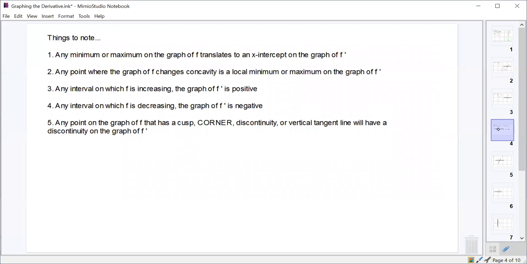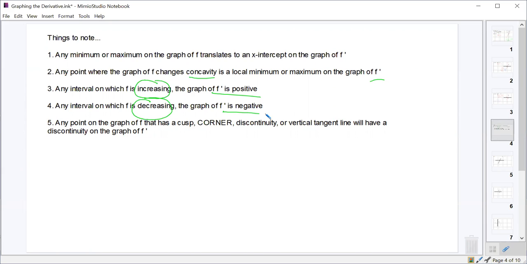So here's what we've noted. Our minimums or maximums on our graphs of f are x-intercepts on the graphs of f prime. We noted that any place where our original function changes concavity, we had a local minimum or maximum on the graph of our derivative. And we noted that anywhere where our function is increasing, the derivative was positive, and anywhere where our function was decreasing, the derivative was negative.